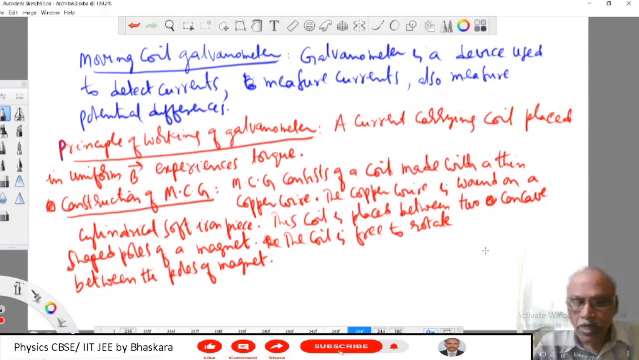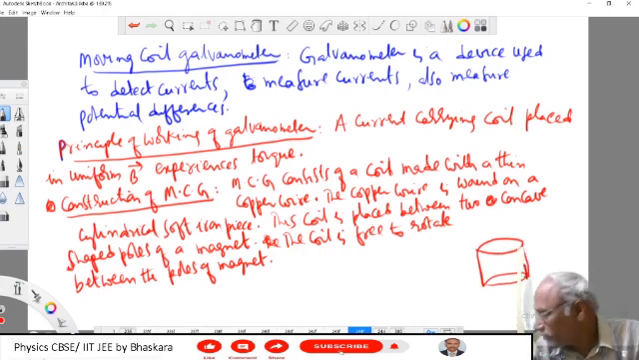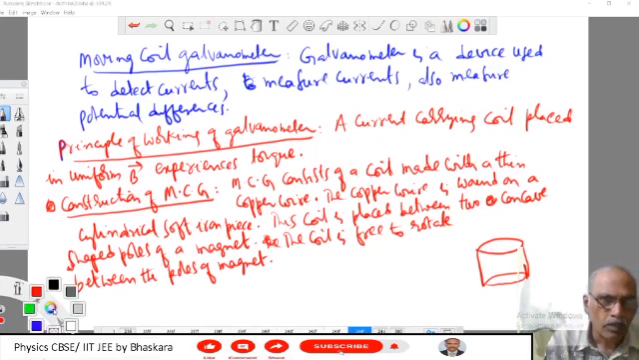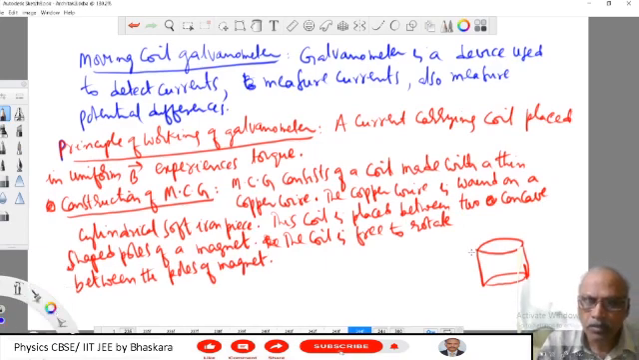For example, suppose we have a cylindrical soft iron piece. On that cylindrical soft iron piece, we wind the wire. Suppose this is a wire, wound along this line. This is one turning, and they put several turnings on this soft iron piece.